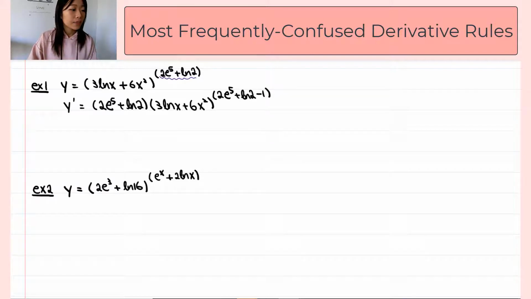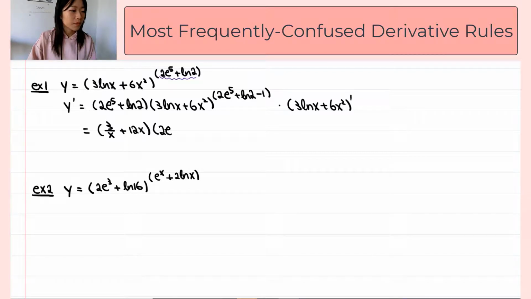And since the base here is a function of x, we need to use the chain rule. So we need to multiply by the derivative of 3 times ln of x plus 6x squared. Let's bring the derivative of the inner function to the front. It equals 3 over x plus 12 times x. And the rest is the same.